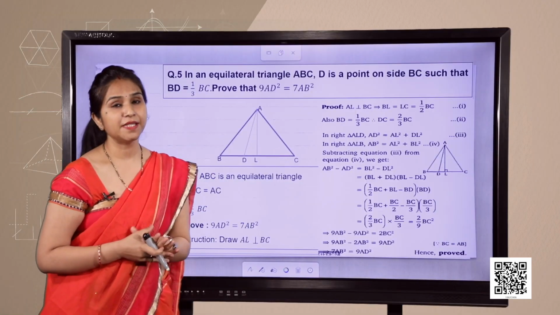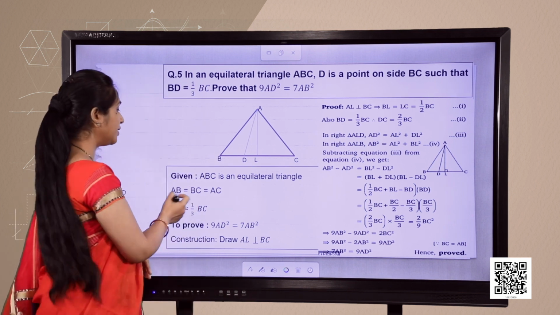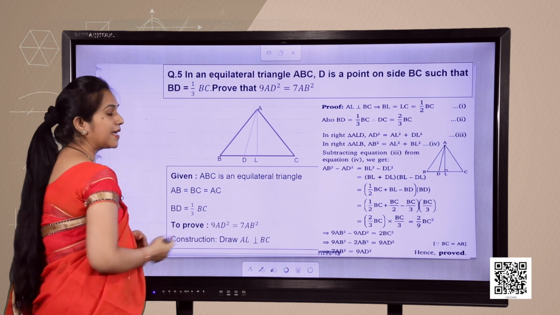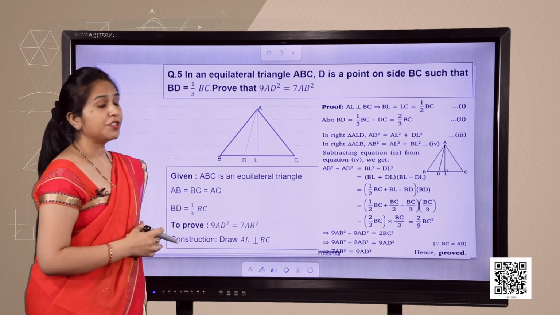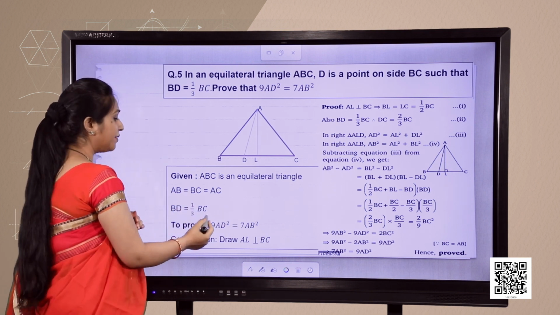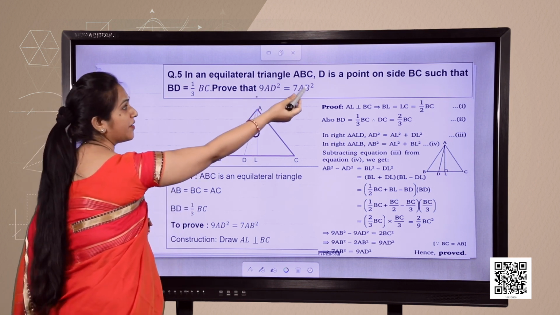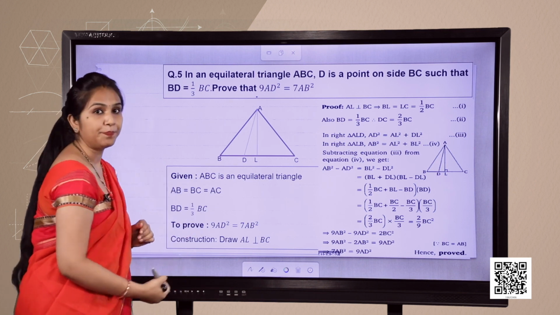Write down the given things. It is an equilateral triangle with all 3 sides equal. AB will be equal to BC is equal to AC. All the 3 sides are equal. Another thing given to you is that BD is 1/3 of BC. Now, we have to prove 9 AD square equals 7 AB square, that we have written here.